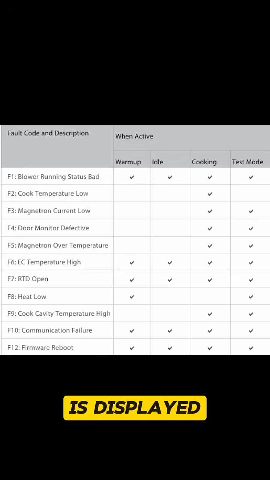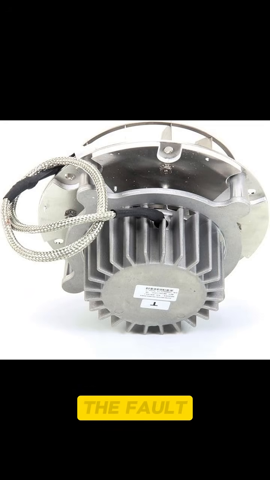F2. Cook temperature low. This fault is displayed if the cook cavity temperature drops more than 120 degrees Fahrenheit or 67 C below the set temperature during a cook cycle. Registered after 5 seconds into a cook cycle. The fault is cleared from the display at the onset of cooking if the cook cavity temperature is within 120 degrees of the set temperature or when the heaters are tested in test mode.